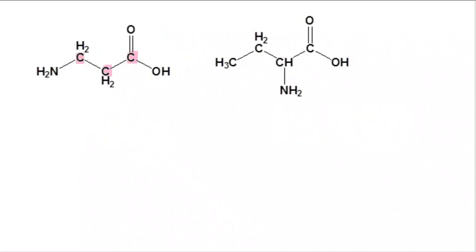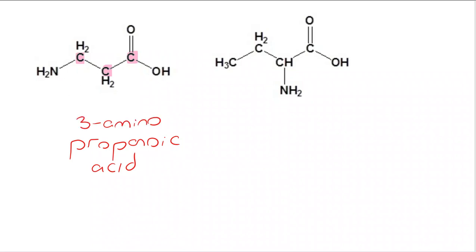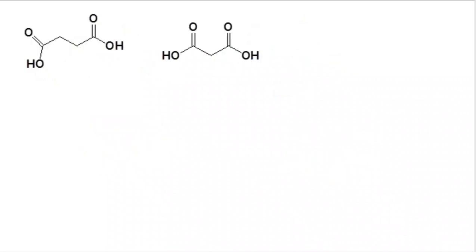On the first one, I've got 3 carbons in the chain. That means it's based on propanoic acid, but I've also got an amine group coming off. Now, I can't use the amine suffix because oic acid is already there, so it becomes 3-aminopropanoic acid. And another amine here with a carbon chain of 4. That's butanoic acid. My amine is on the second carbon. That's 2-aminobutanoic acid.